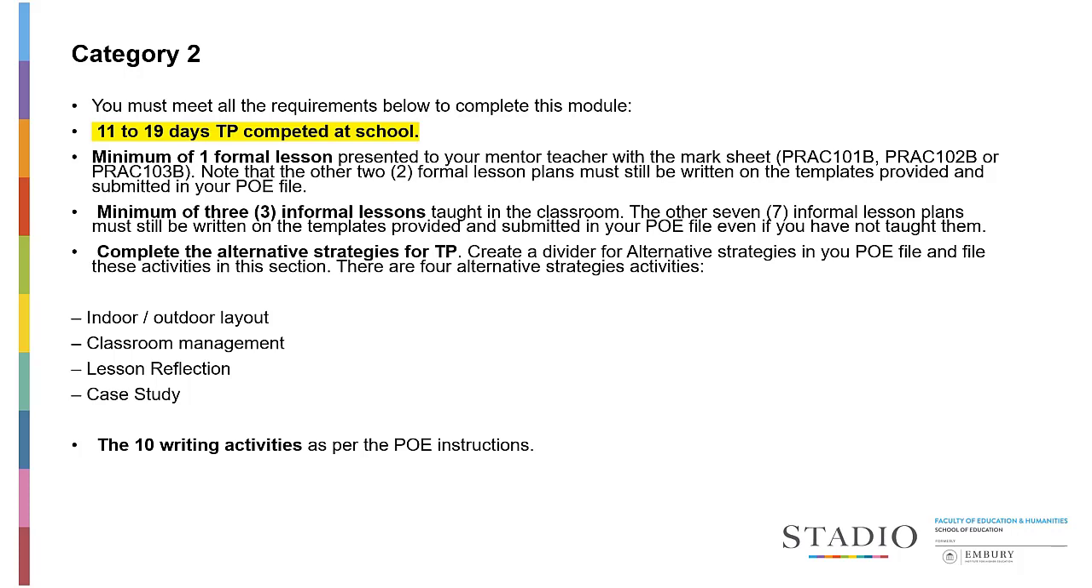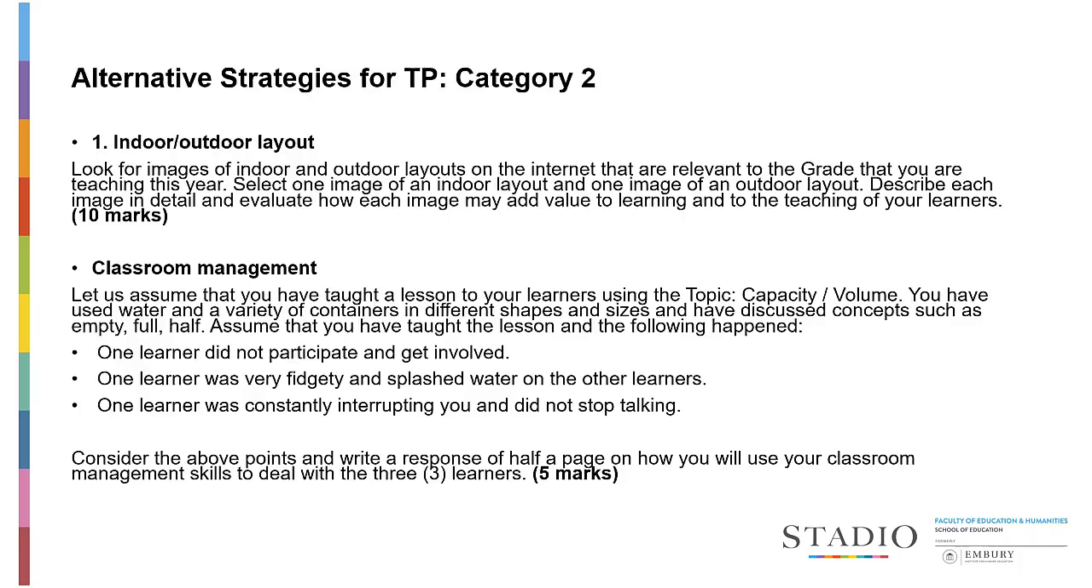You will complete the alternative strategies for TP. In your POE file, you will create a divider, and that divider will be labeled Alternative Strategies for TP. All of the activities that I'm going to speak about just now will have to be filed in this section, and there are 4 alternative strategy activities that you need to complete. It will be an indoor-outdoor layout, classroom management, lesson reflection, and case study, as well as the 10 writing activities as per the POE instructions.